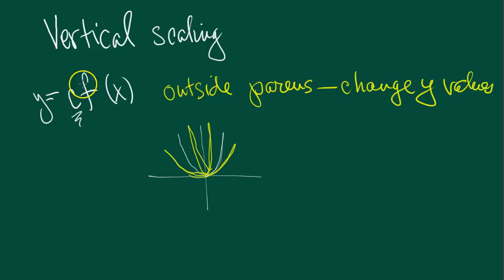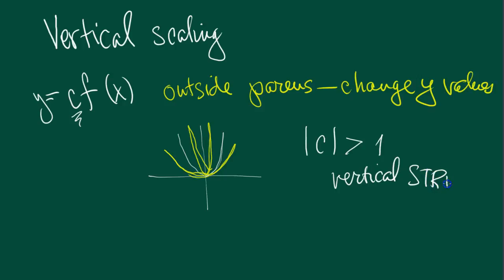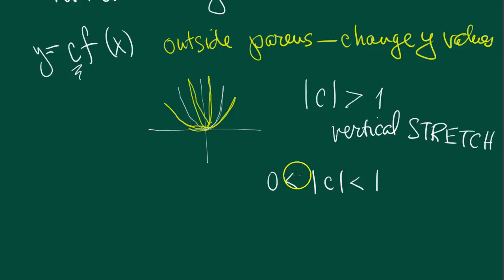If our scaling factor, which I have as a constant c here, if the absolute value of that factor is greater than 1, then we will get a vertical stretch. The 0 is going to stay in place, but everything else is going to be stretched up, whether it's positive or negative. If the absolute value of our scaling factor is between 0 and 1, then we will get a vertical compression.